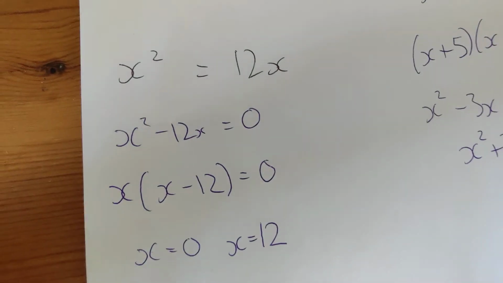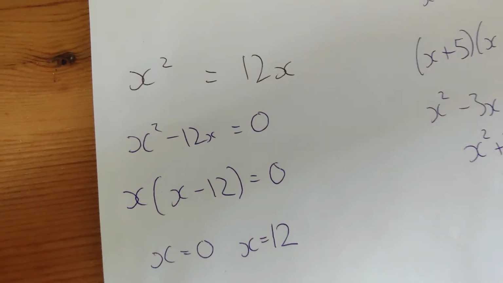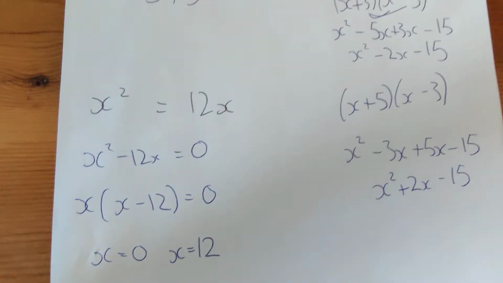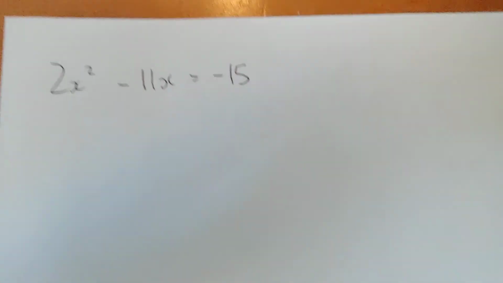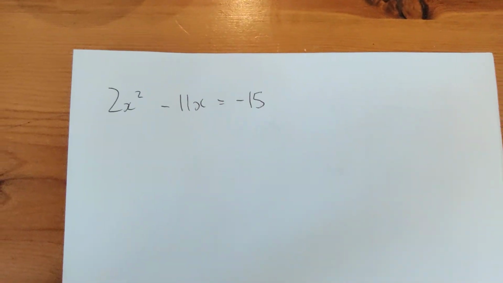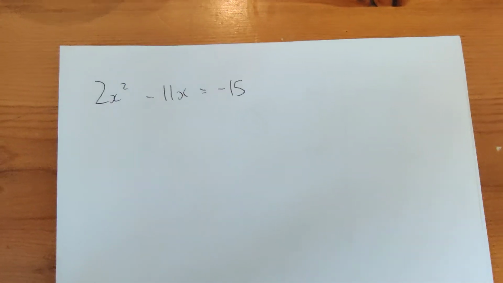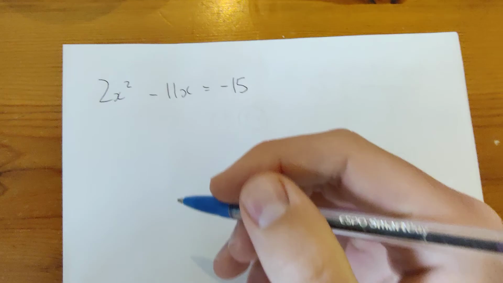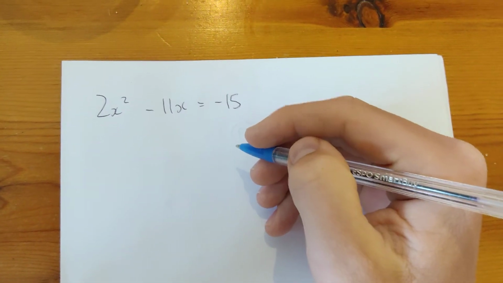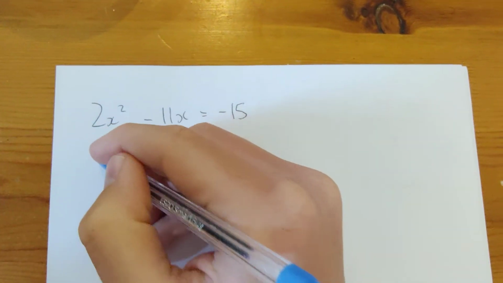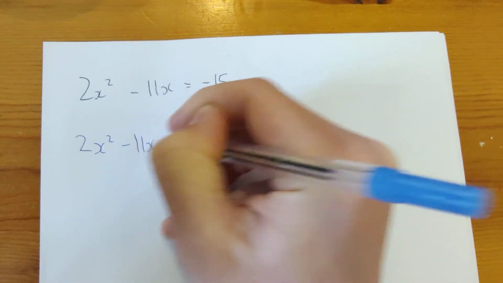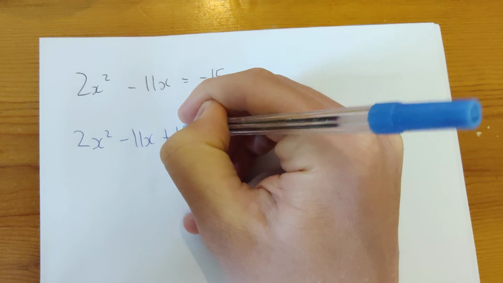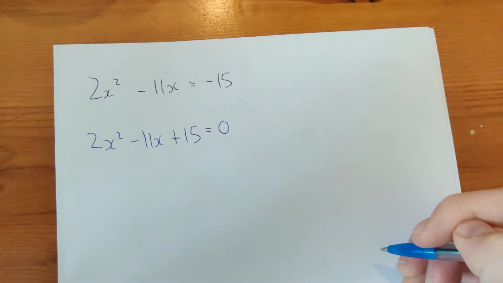The last one I'm going to show you is a bit of a could one. If you're still struggling with the must ones, you don't need to worry about these too much, and you can bin off this video here. But for those of you that have done those must ones, here's a bit of a could one for you. Again, I don't have all my terms on one side, so I'm going to have to rearrange it. This time to rearrange it, I'm going to have to add 15 to both sides, and that's going to give me 2x squared minus 11x plus 15 equals 0.